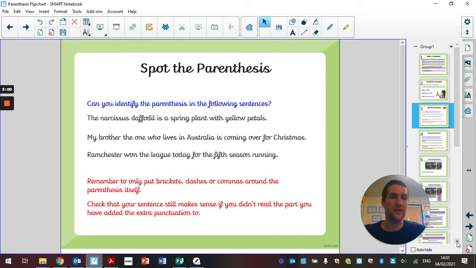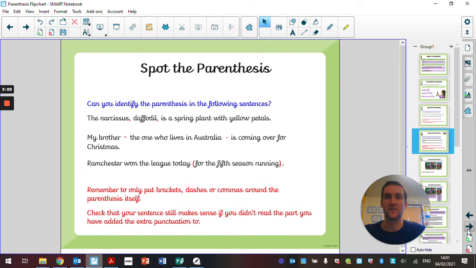Right, well done for having a go, children. Let's have a look. So the first one, right, the parenthesis part here is daffodil. The Narcissus daffodil is a spring plant with yellow petals. Right, if we left out the daffodil, the Narcissus is a spring plant with yellow petals. Now, the extra information they've added here is actually what is this particular plant. In this instance, it's the daffodil.